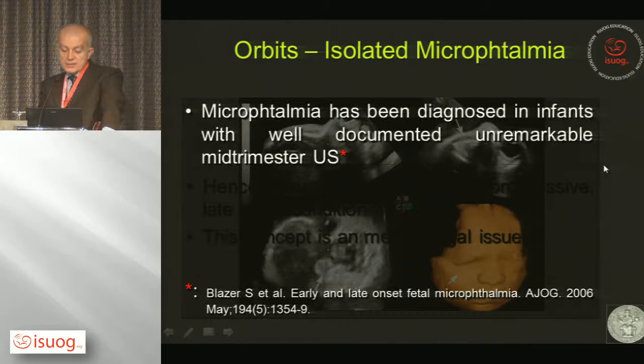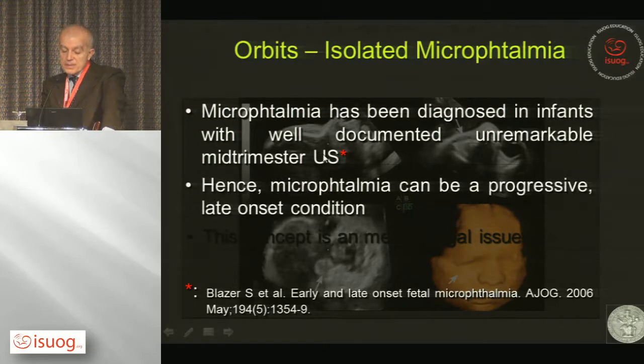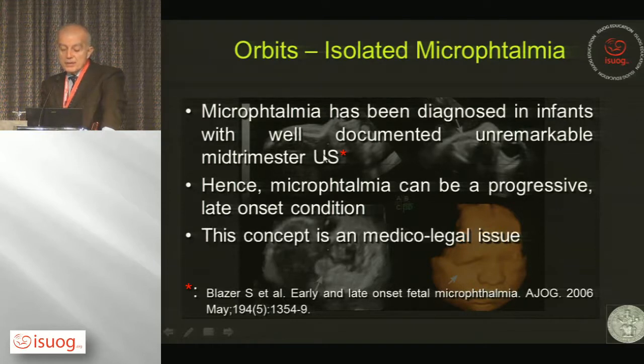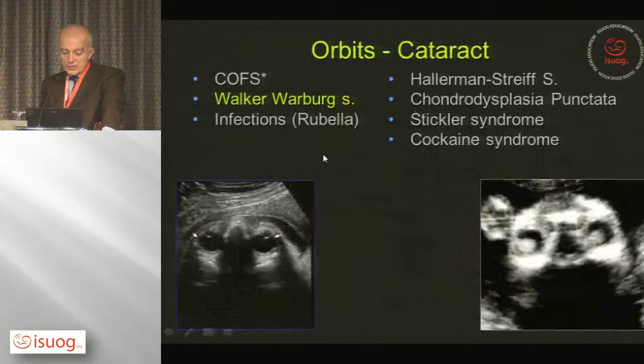Keep in mind, as I was telling you before, that there have been reports published in which there has been a diagnosis of microphthalmia in infants with well-documented unremarkable ultrasound in the mid-trimester. So this means that microphthalmia can be a progressive, late-onset condition. We do not know why yet, but this is quite important because for some medical legal litigation, it is of key importance to demonstrate that your mid-trimester scan was unremarkable, and you can also, of course, attach your images.